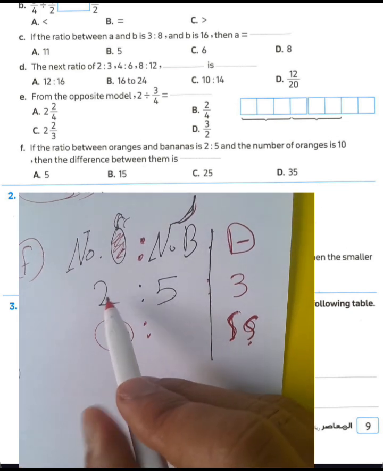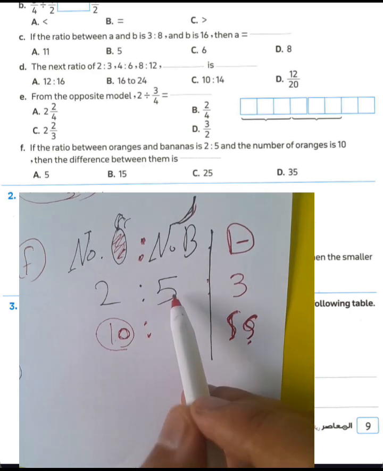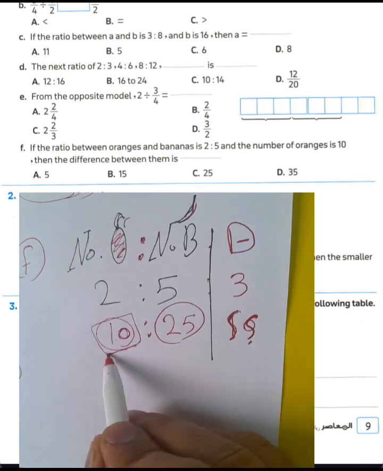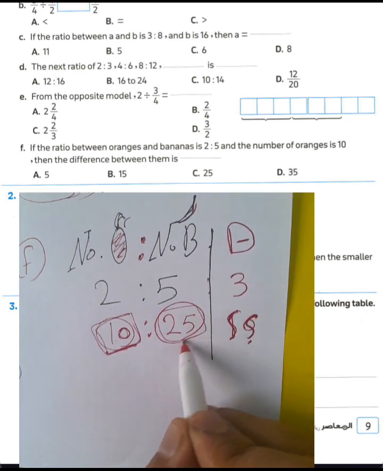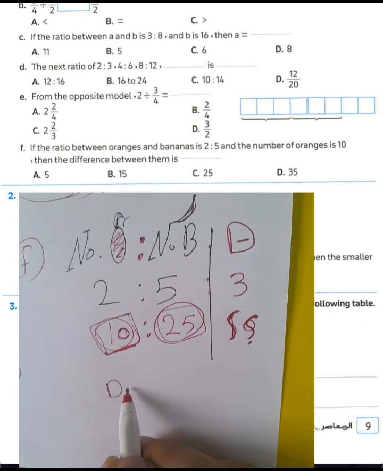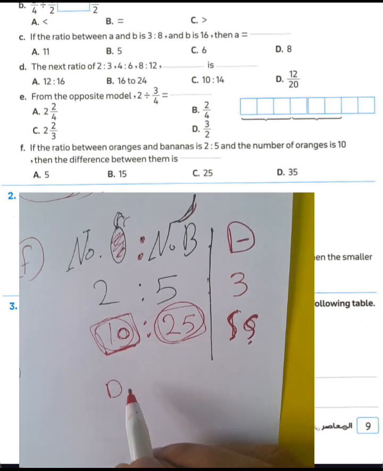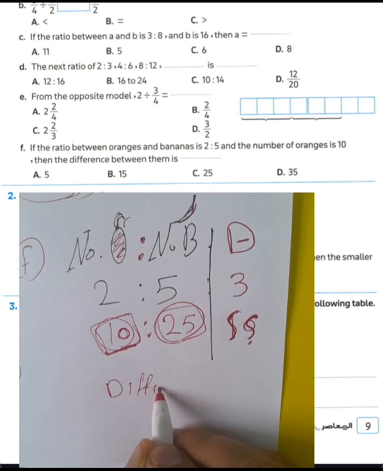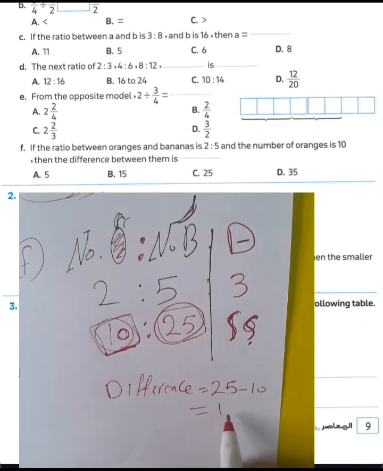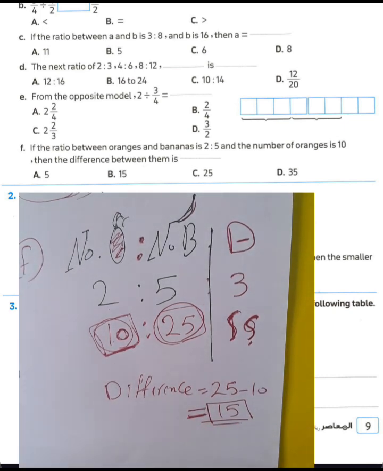If we have the ratio 2 to 5, 2 times 5 equals 10, and 5 times 5 will be 25. Then the number of oranges will be 10 and the number of bananas 25. Then the difference between them is 25 minus 10, which is 15. Okay, the difference between them is 15.